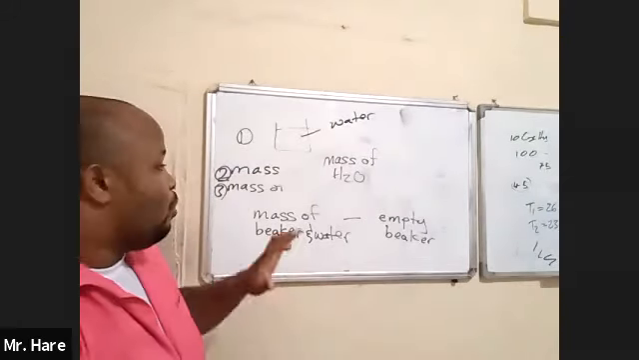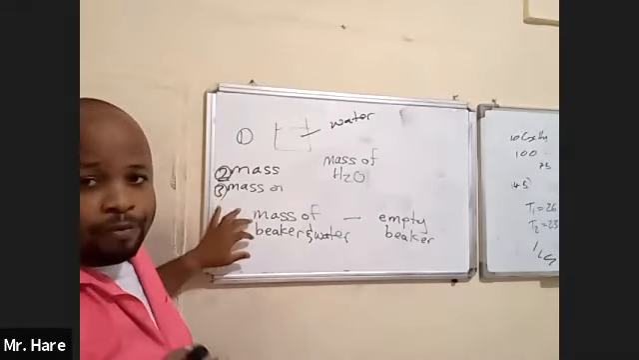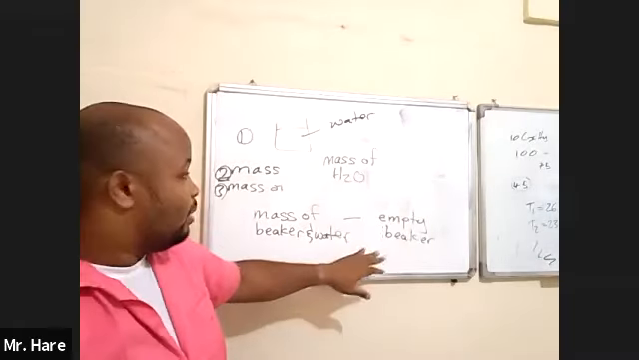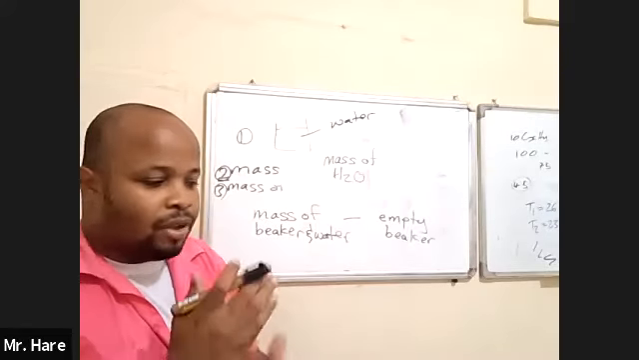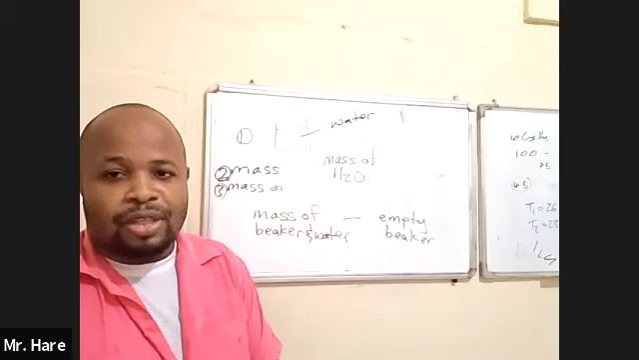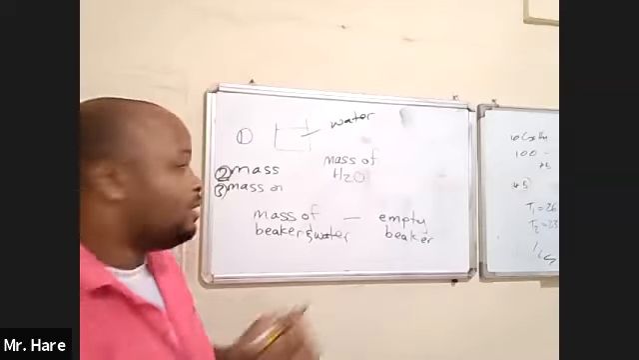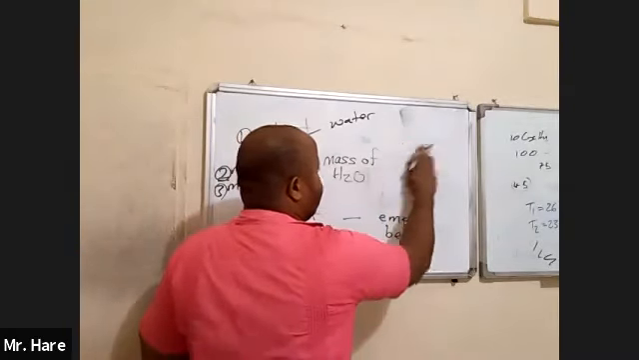Right, so if you want the mass of the water, it will be the mass of the water and the beaker minus the mass of the empty beaker. So from doing the experiment, you would have calculated mass of water. To get the volume of water now, you are going to use the formula.